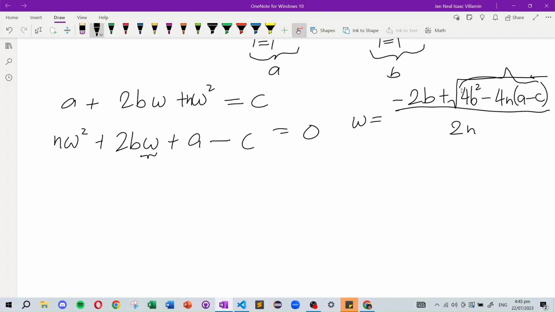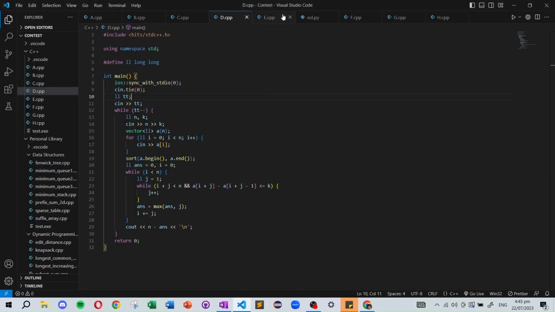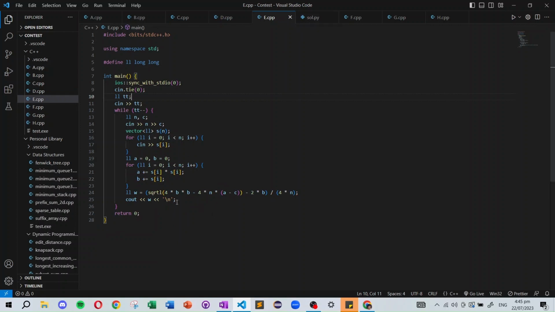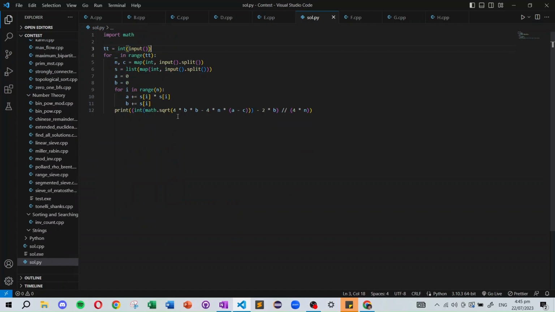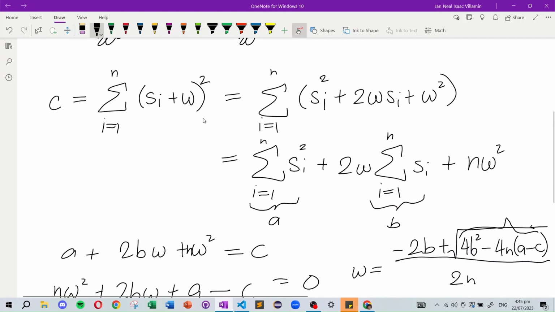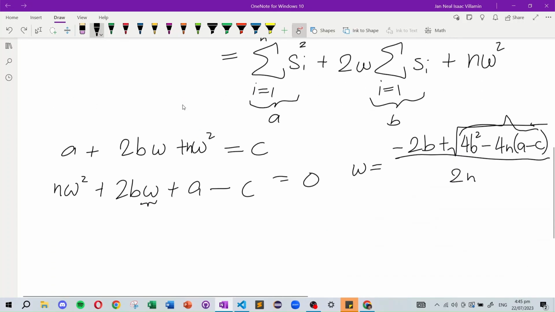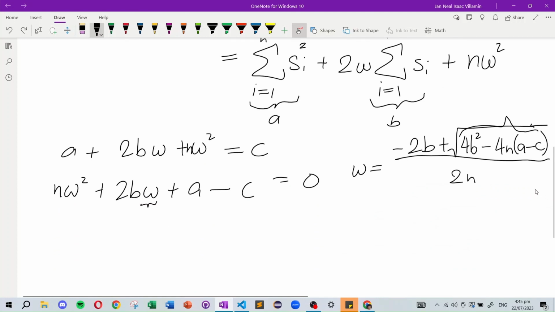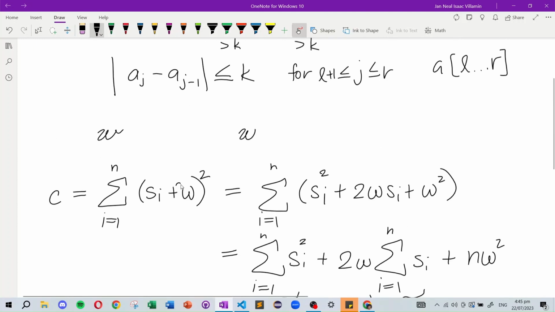Because of that, I actually coded this in Python. This was my first code, but then I realized this might be too big, so I coded it in Python. And that's pretty much the value. Actually, whoops, this is wrong. This should be 2w, so we just divide it by 2. So the answer should have a 2 here. I kind of forgot about that.